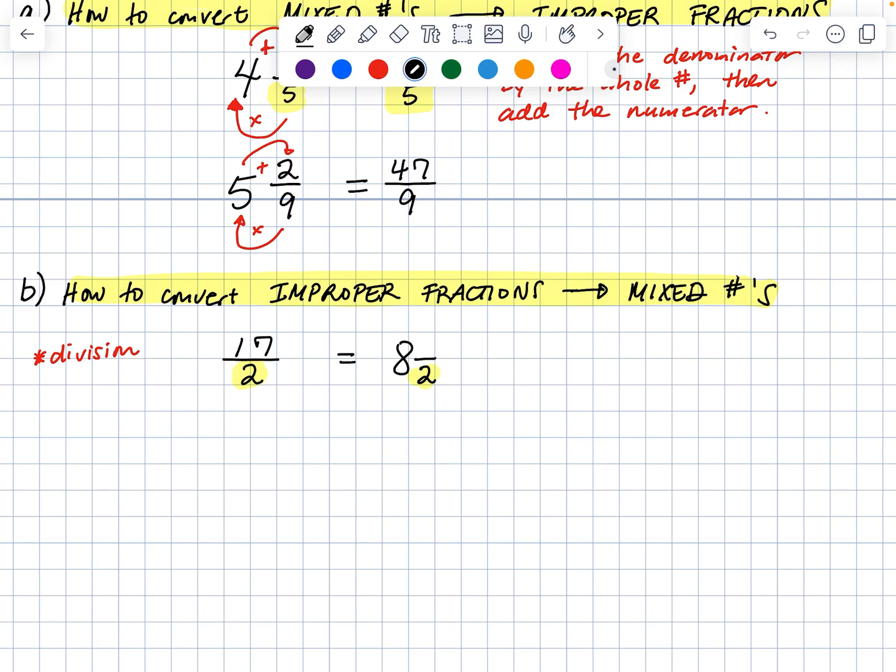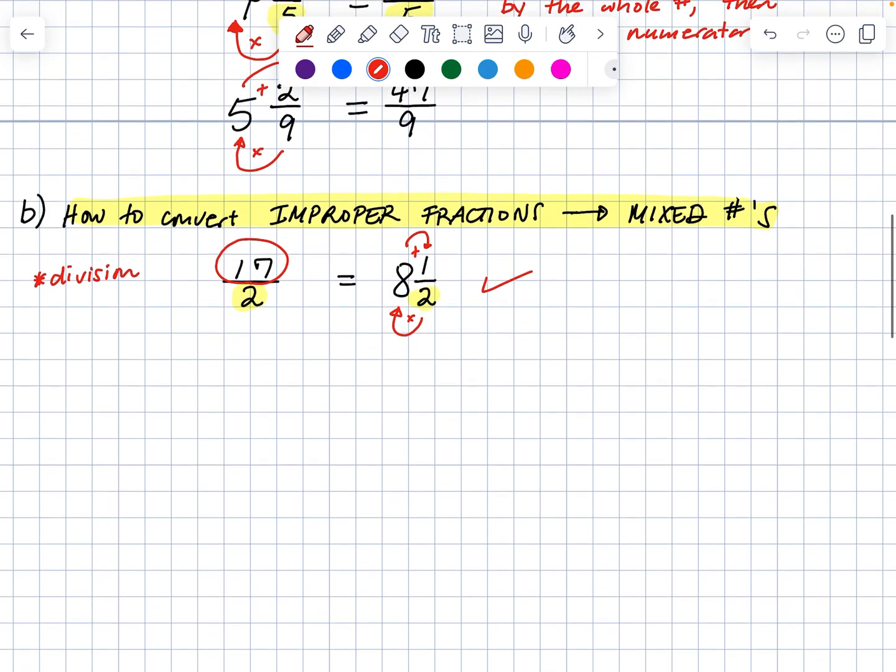So how much more do we have to add to get to 17? We know we have to add 1 to get to 17. Now, the great thing about this is that you can check your work to see if you're correct by doing the reverse process. How do I know I'm right? Well, I know that if I multiply the denominator by the whole number, and if I add the numerator, I should get 17. So 8 times 2 is 16 plus 1, which is 17 over 2, so I know I'm correct.